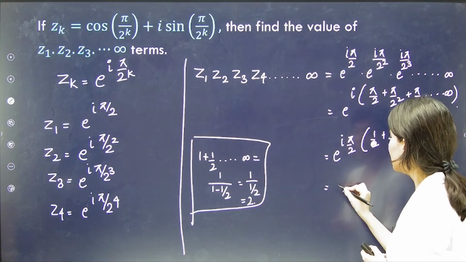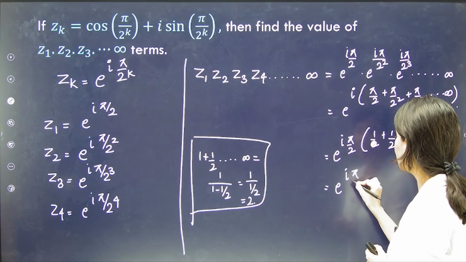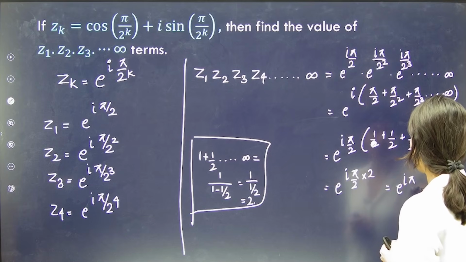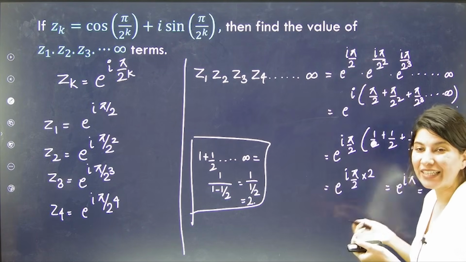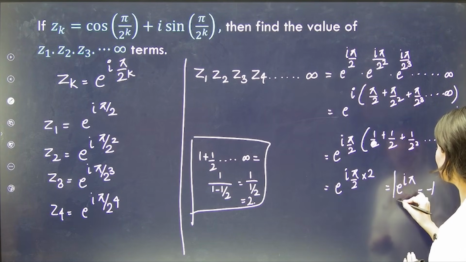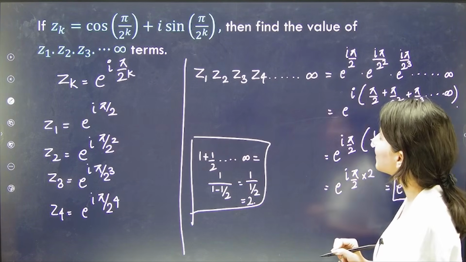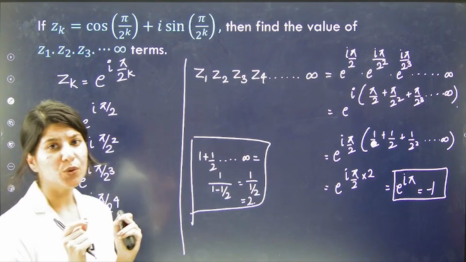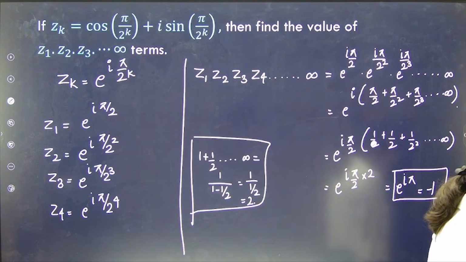Okay, so e raised to power iota pi by 2 multiplied by 2. So this is e raised to power iota pi. Do I need to tell you? This is again the most beautiful equation. Minus 1 is the final answer. So the final answer of this question is clearly minus 1. A very good, beautiful question, I will say. And note it down.